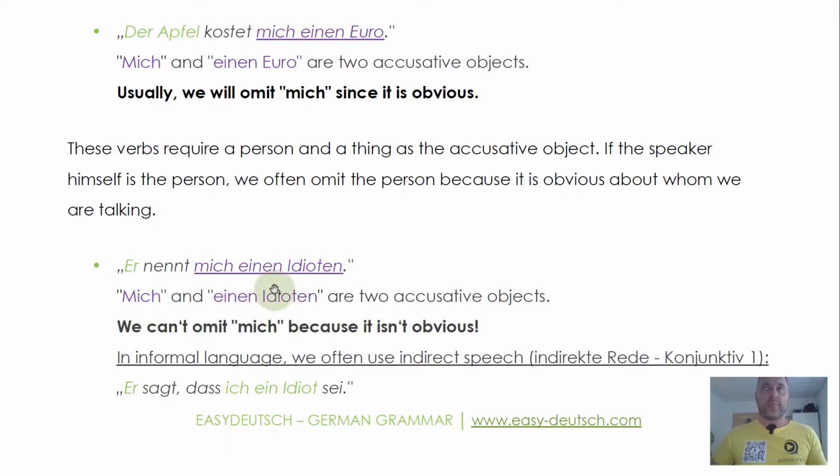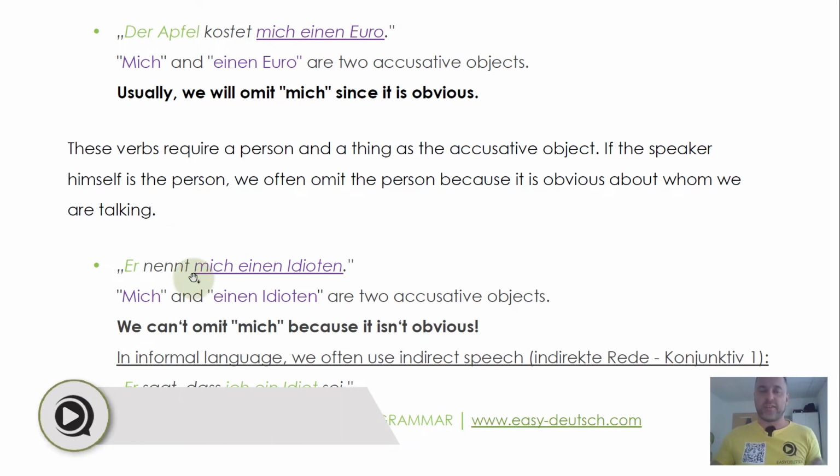Mich and idiot are both accusative, and you cannot omit the mich here because it's never obvious who is he calling an idiot. And also in English, you have to say he calls me an idiot because otherwise it could also be he or she or whoever is present or whoever we are talking about. It's not obvious unless you say it. That's why here you have to name both, and it's both accusative.